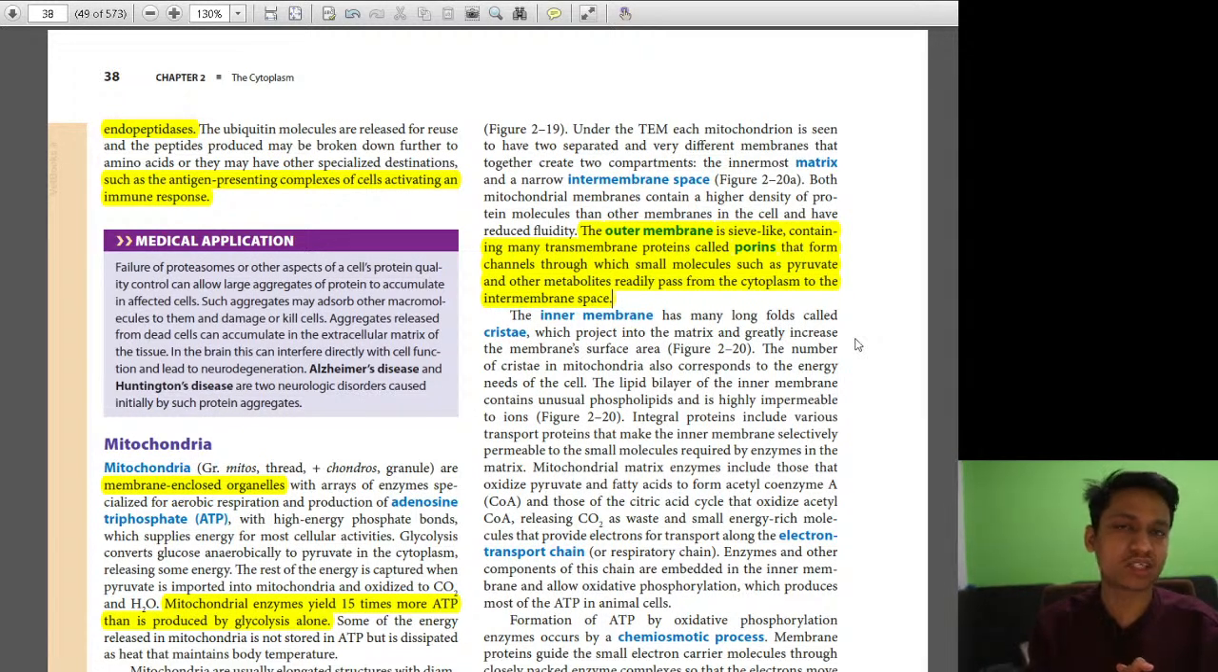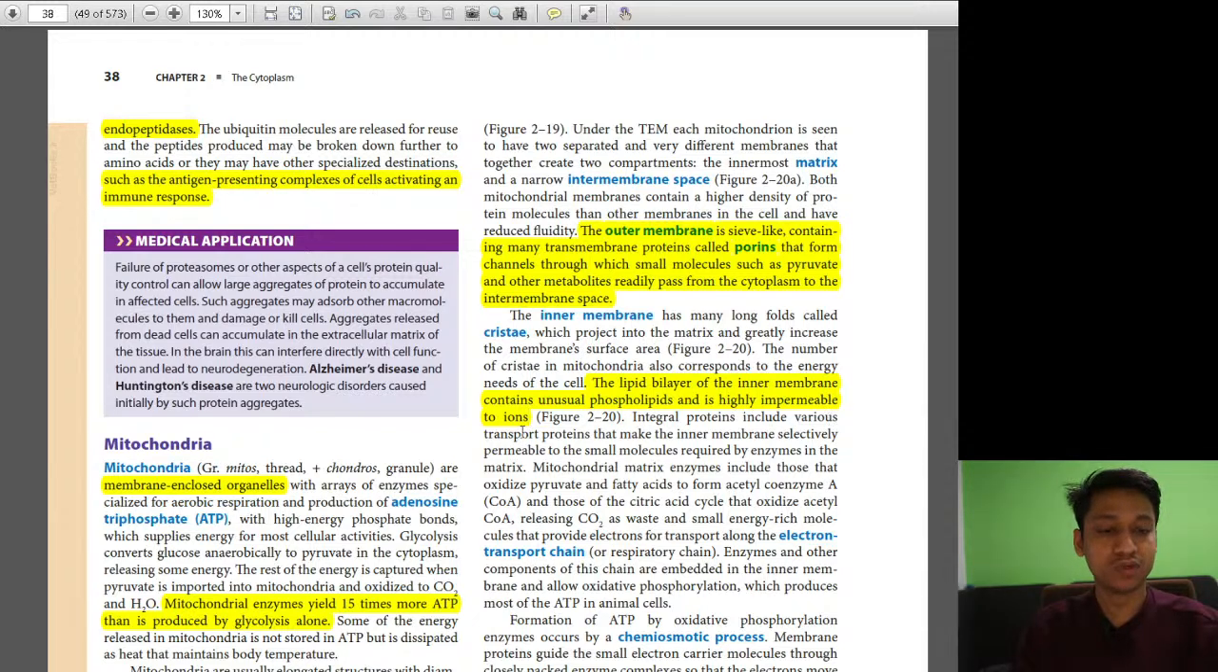They are structures basically important where we need greater surface area. The number of cristae in mitochondria also corresponds to the energy needs of the cell. The lipid bilayer of the inner membrane contains unusual phospholipids and is highly impermeable to ions. We need to know the impermeability to ions, because the lipid bilayer of the membrane is impermeable to the ions because it contains unusual phospholipids.